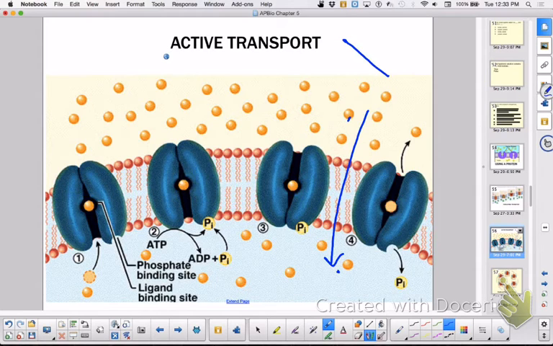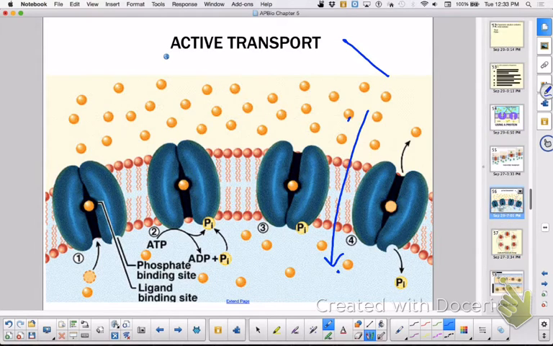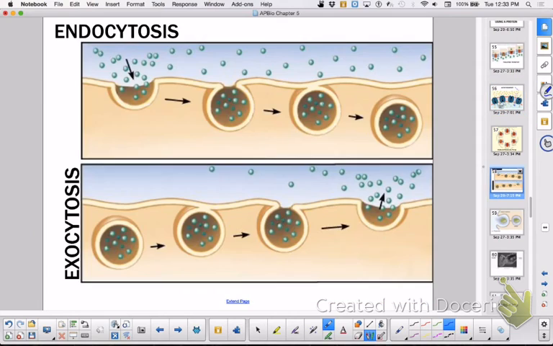Okay, then last but not least, we talked about using whole membrane, endocytosis and exocytosis. And we said that there were 2 types of, actually 3 types of endocytosis. See if you can come up with those on your group shared notes and how you differentiate between them.